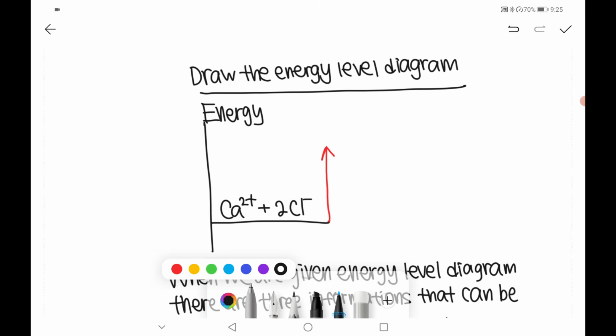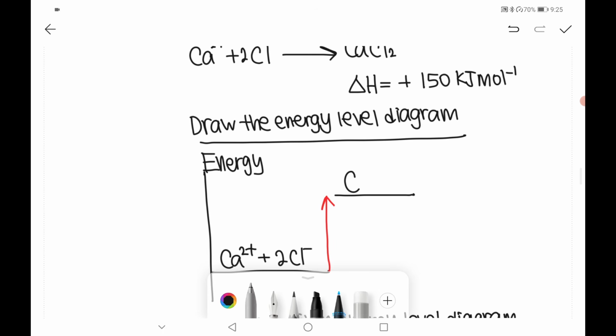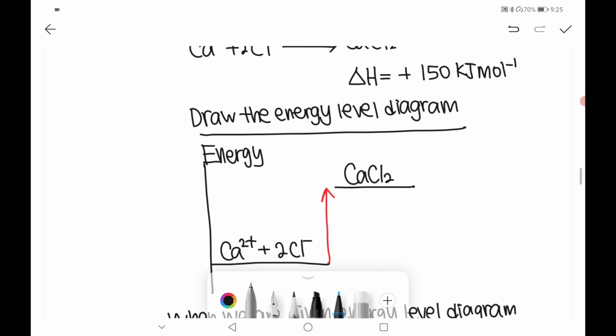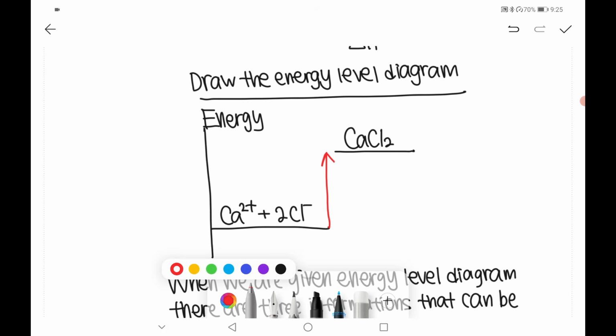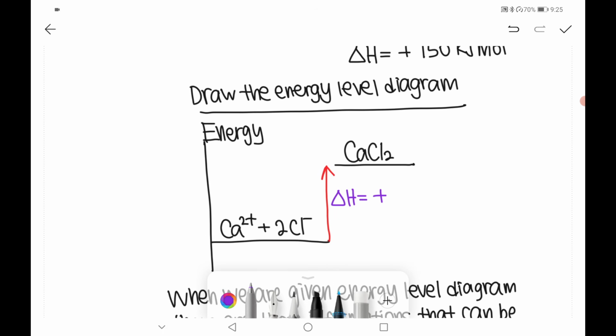Then we need to draw one more line here to complete the staircase. This line is the product. What is the final product? The final product is on the right hand side, CaCl2. Now we are done. Don't forget, we need to put the delta H beside the arrow. What is the delta H? This one, positive 150 kilojoule per mole. That's it.